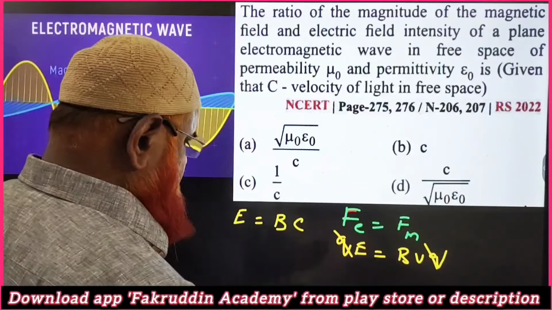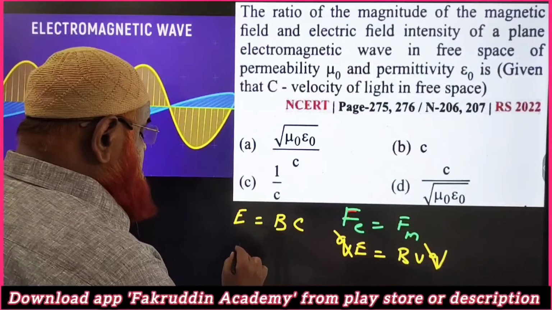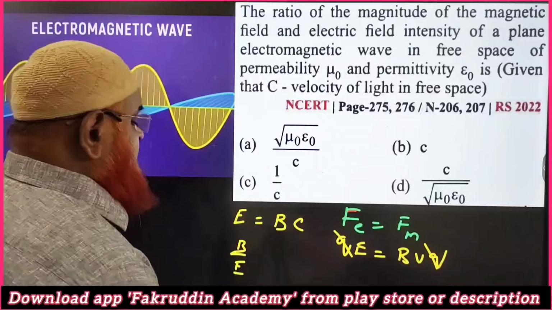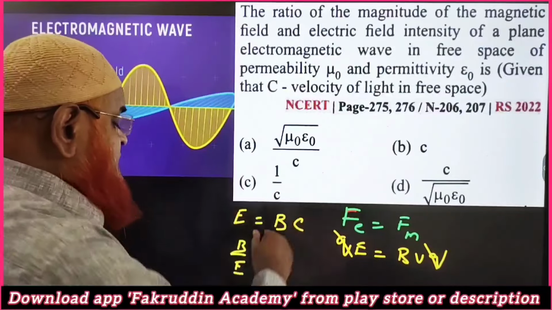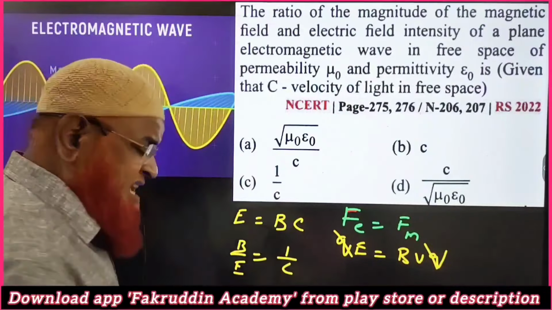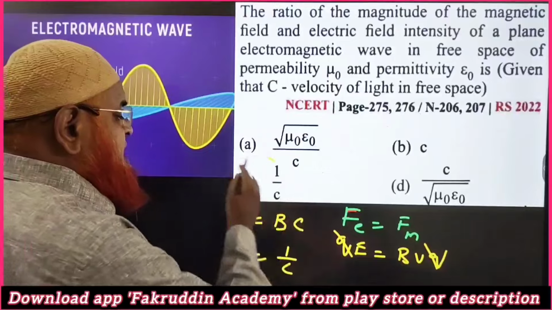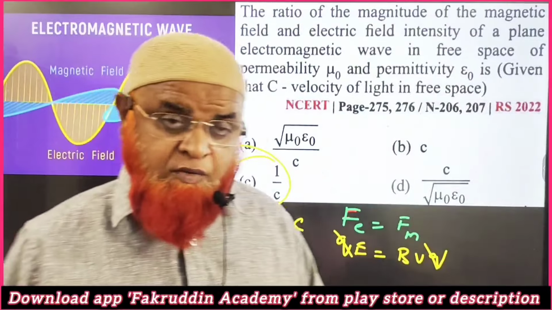And he is asking us to find out. What is that he is asking us to find out? He is asking us to find out the ratio of B by E. So B by E is equal to 1 by C. That's it. Your answer is C option. Thank you very much.